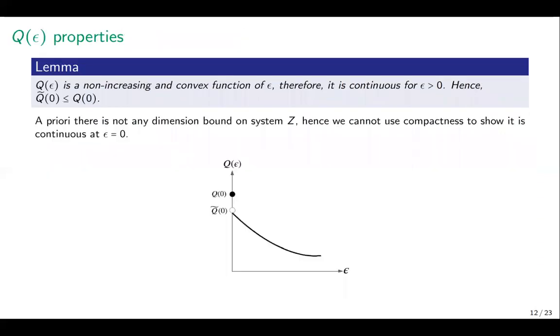Okay, first let's just review some properties of this Q of epsilon function. As you can see here, it is a non-increasing and convex function of epsilon, and we can show that it is continuous for positive values of epsilon. However, we don't know whether it is continuous at 0 or not. The main reason for this is that we cannot use compactness, for example, to show that it is continuous, because a priori there is no bound on the dimension of the system Z, which appears in the optimization.